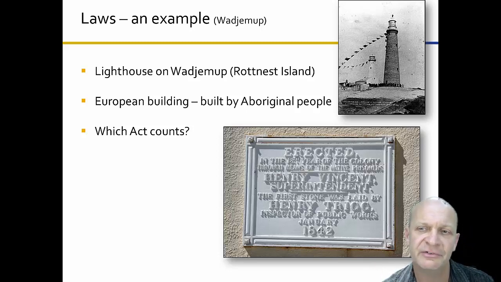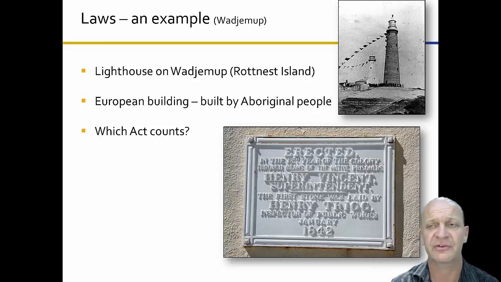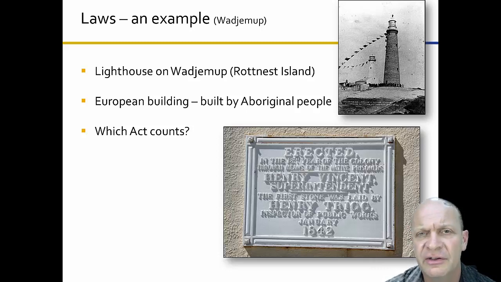But say now there's a heritage infraction, someone goes and puts graffiti on the site. Which law are you going to use to prosecute the person? The Aboriginal Heritage Act, acknowledging the Aboriginal labour, or the Heritage Act, acknowledging the colonial structure? Also, the legislation has different penalties for the same offence.